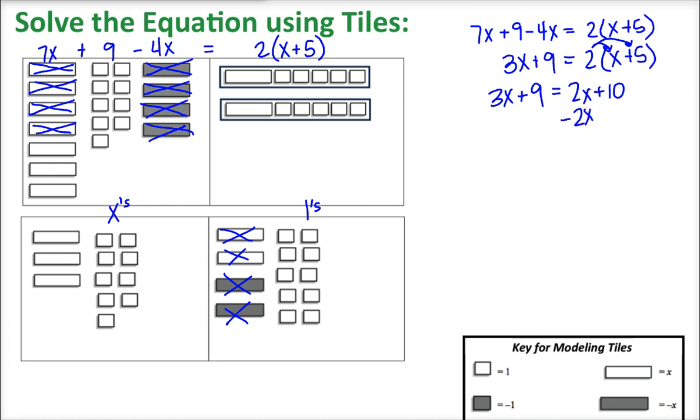Now don't forget, whatever I do on one side, I have to do on both sides. So let's put negative 2 x's on this side as well. That keeps my equation all balanced.